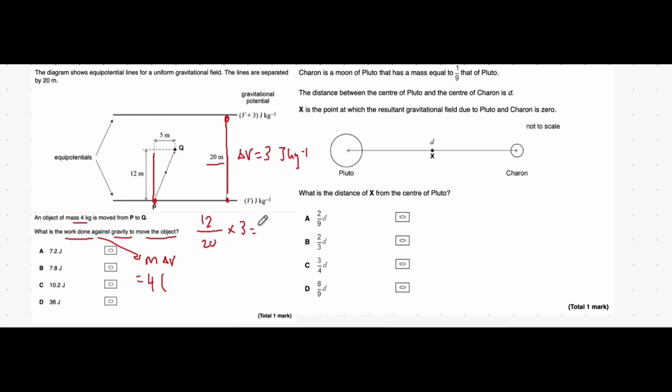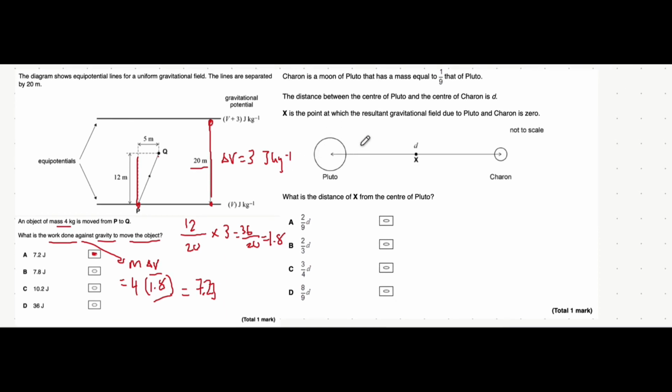12 times 3 is 36. 36 over 20 is equal to 1.8. So we actually multiply mass by 1.8 because that is the change in potential from P to Q, especially in the vertical direction. 4 times 1.8 is then equal to 7.2 joules. So the correct answer here is option A.